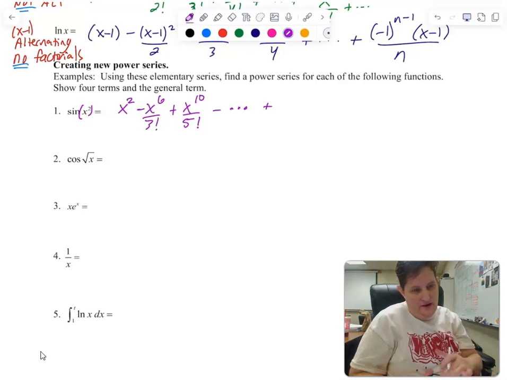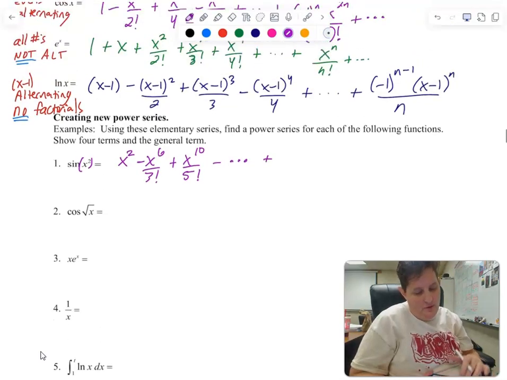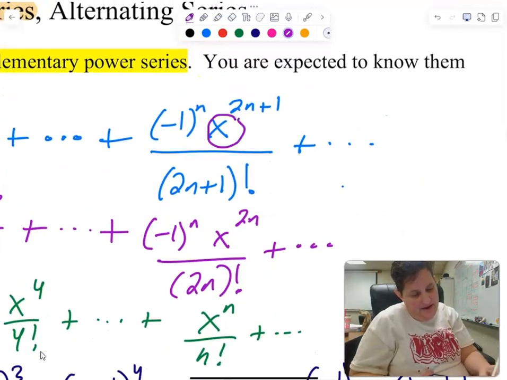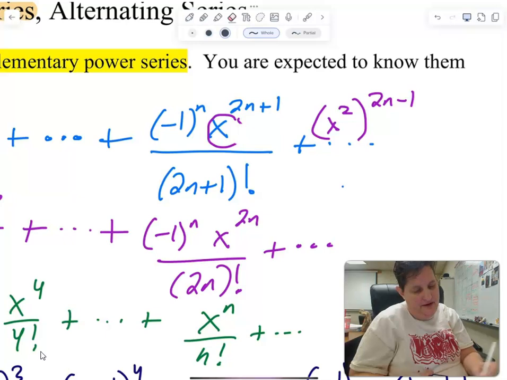Now you basically just write these. Just think about putting an x squared in there. x squared to the 2n minus 1. That's all you have to do. We're just putting in an x squared.